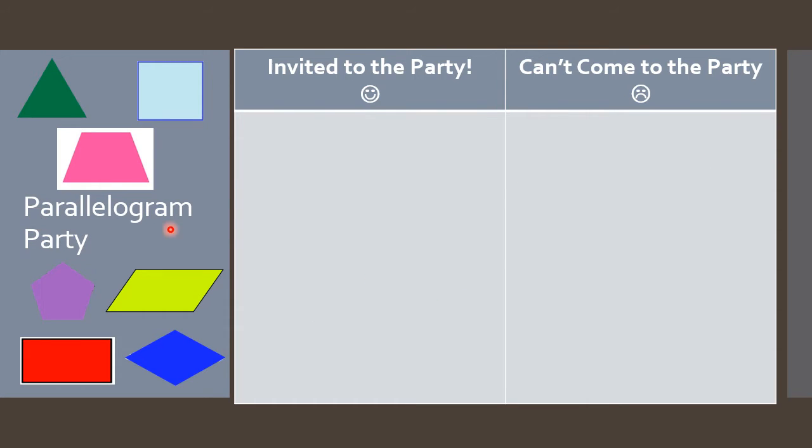For the parallelogram party, who is invited to the party? So a parallelogram is any shape with two sets of parallel sides. I want you to think about which shapes would be invited and which ones are not invited to the exclusive parallelogram party. And pause it and play for the answer.